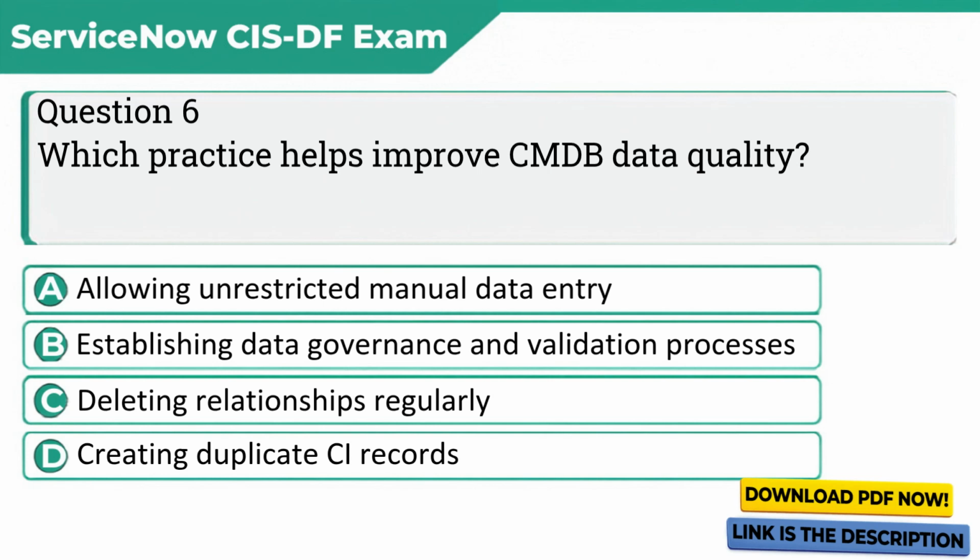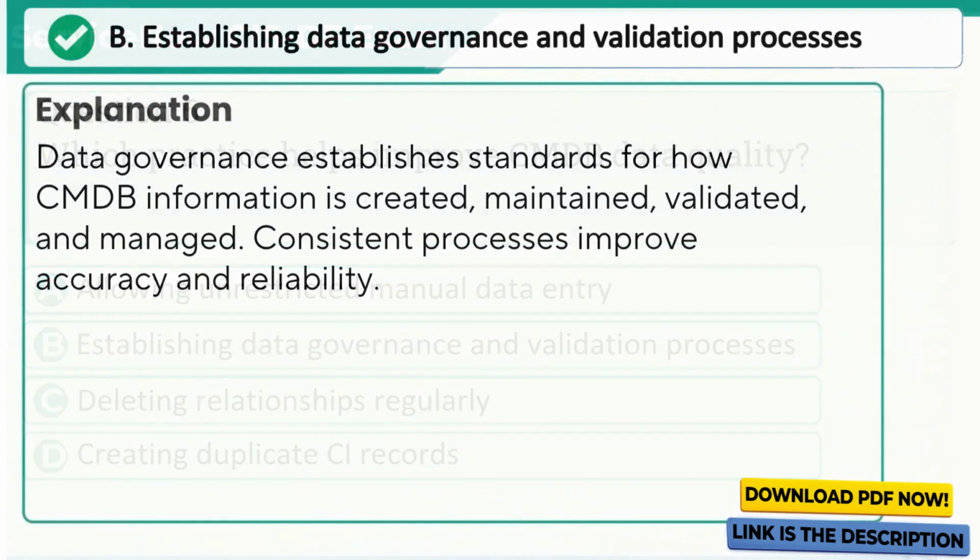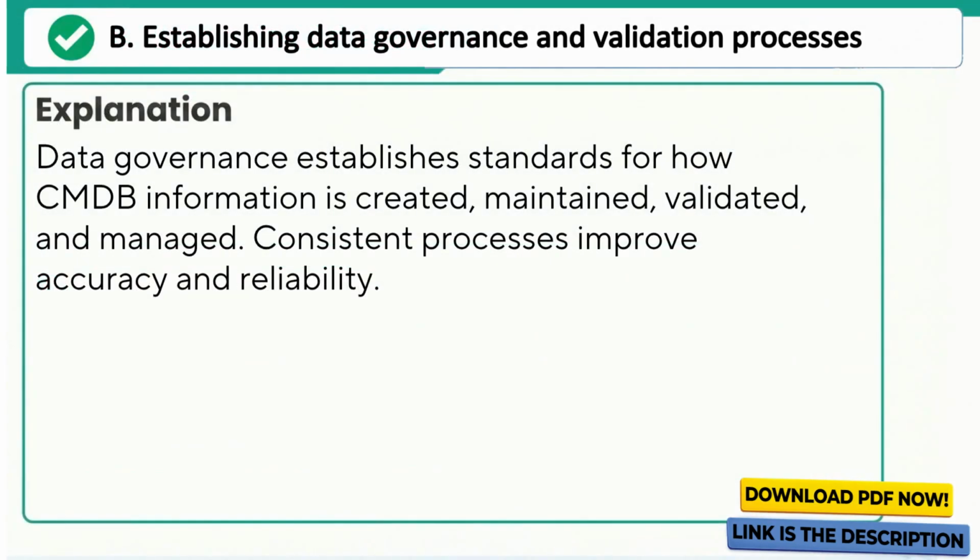Question 6. Which practice helps improve CMDB data quality? A. Allowing unrestricted manual data entry. B. Establishing data governance and validation processes. C. Deleting relationships regularly. D. Creating duplicate CI records. Correct answer B. Establishing data governance and validation processes.